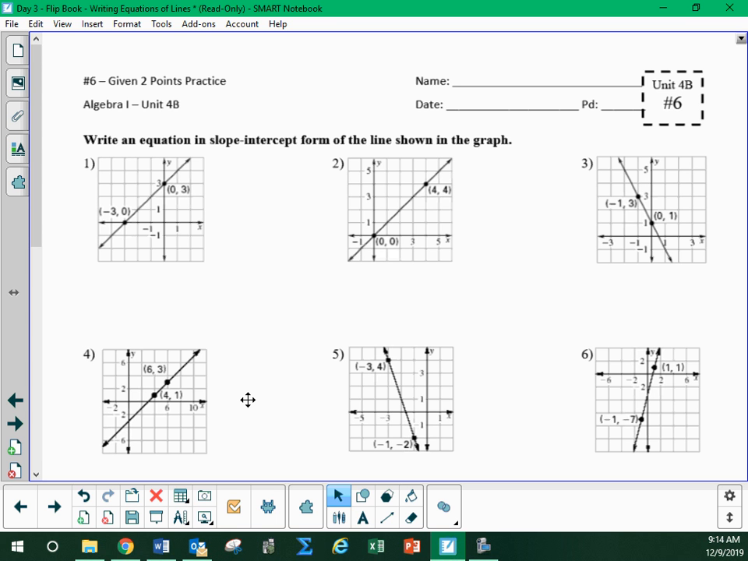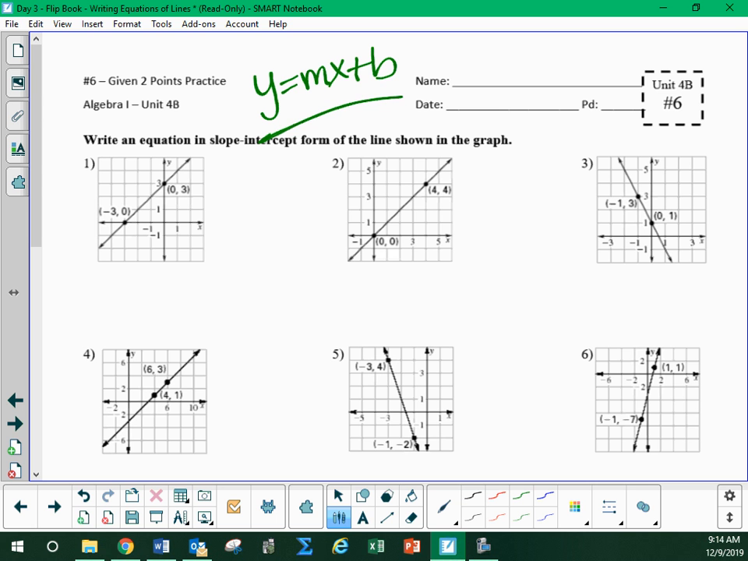All right, at this point we should all have the practice number 6 here. Okay, so I want you to work on this either individually or with those around you. At the top of your paper, I want everyone to write y equals mx plus b. This is our slope-intercept form. That's the equation we're writing every single time.